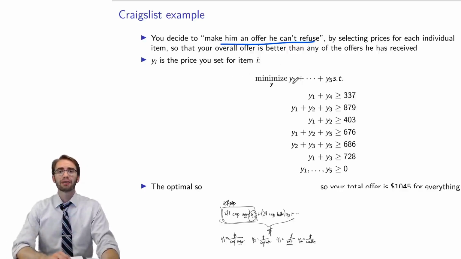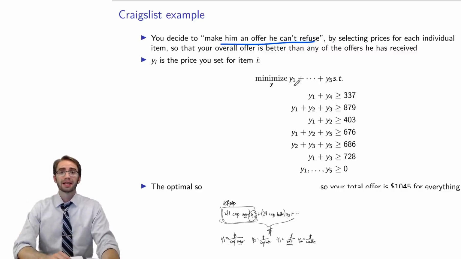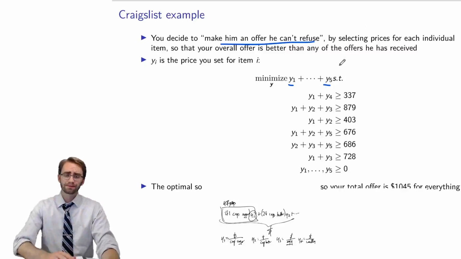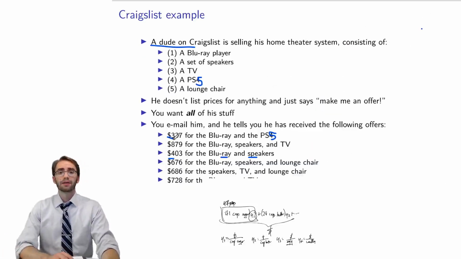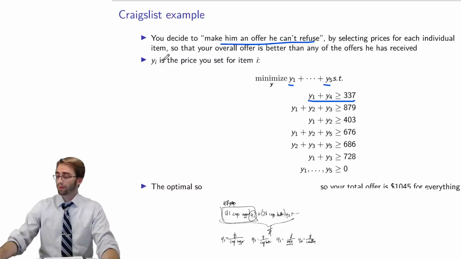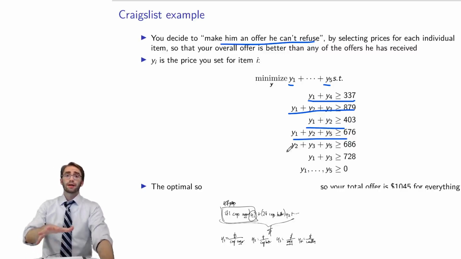Okay, so yi will be the price I set for item i. There were 5 items, so there's 5 variables. And I'd want to minimize y1 summed through y5, so the price for each item. And my constraints look like this, right? y1 plus y4 is greater than or equal to 337, because the Craigslist guy got 337 offered for the Blu-ray and the PS5, which was items 1 and 4. Equivalently, for each other offer that the Craigslist guy has received, you get these other constraints here that show up like that.